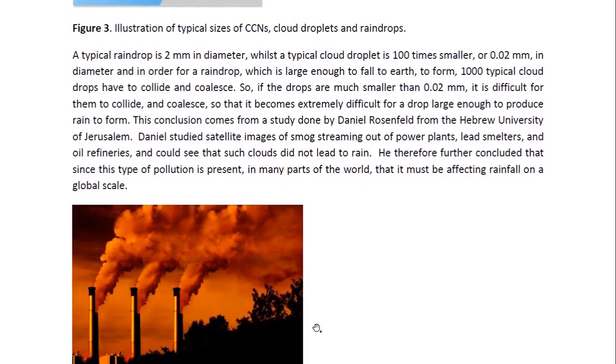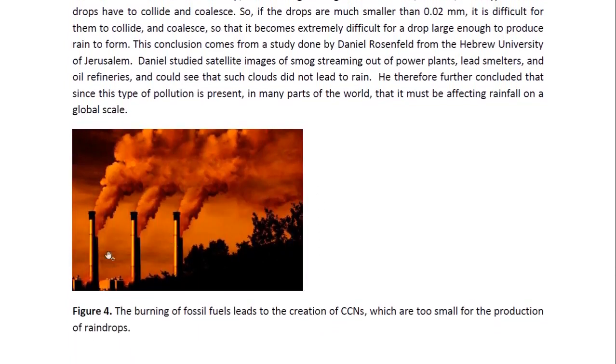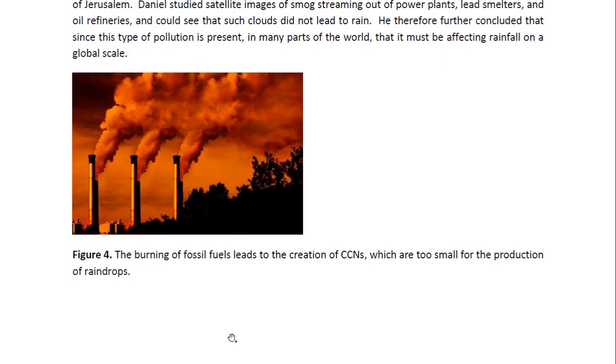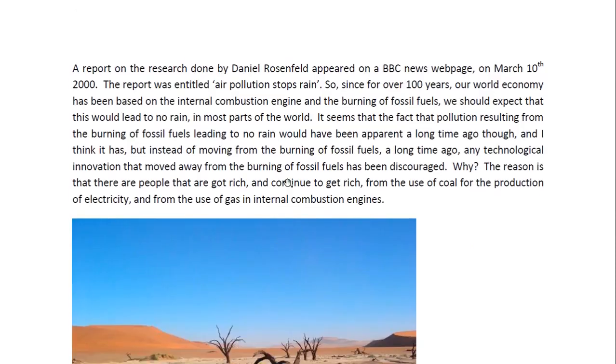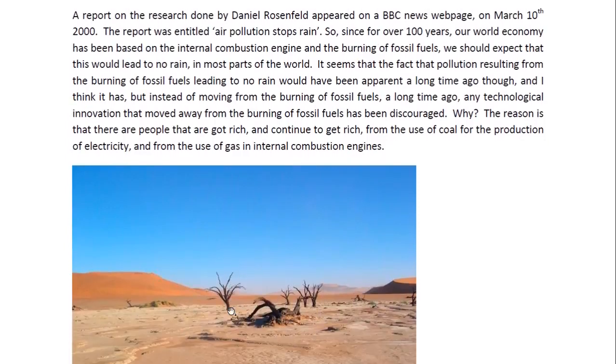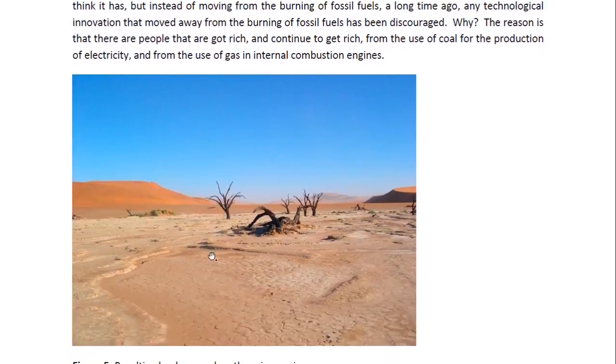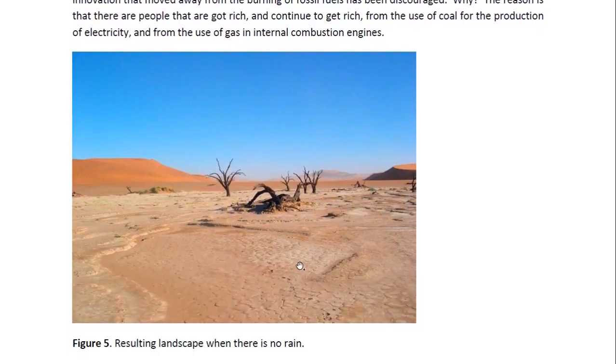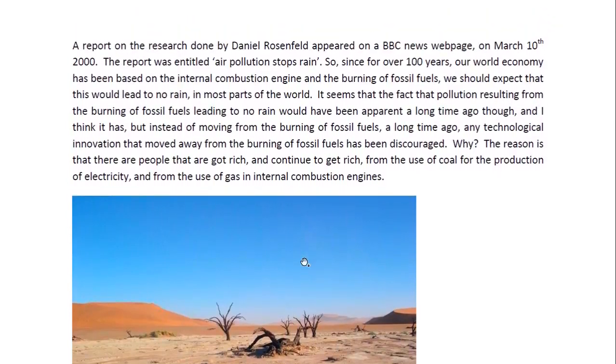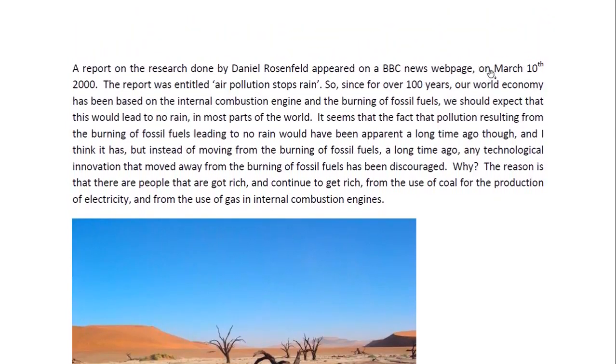So we see here smokestacks producing large amounts of pollution due to the burning of fossil fuels. And we have been using these fossil fuels now for over 100 years. So it should have led to no rain anywhere. And if there is no rain, this is the type of terrain we usually end up with, a desert landscape. Now, this article appeared on March 10th, 2000 in a BBC News webpage entitled "Air Pollution Stops Rain."